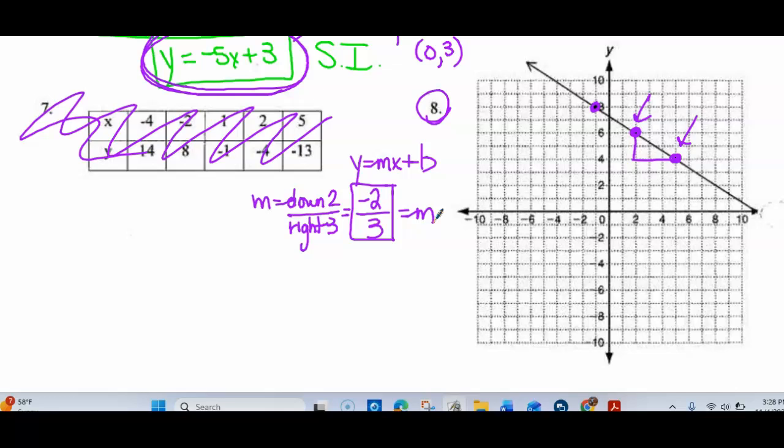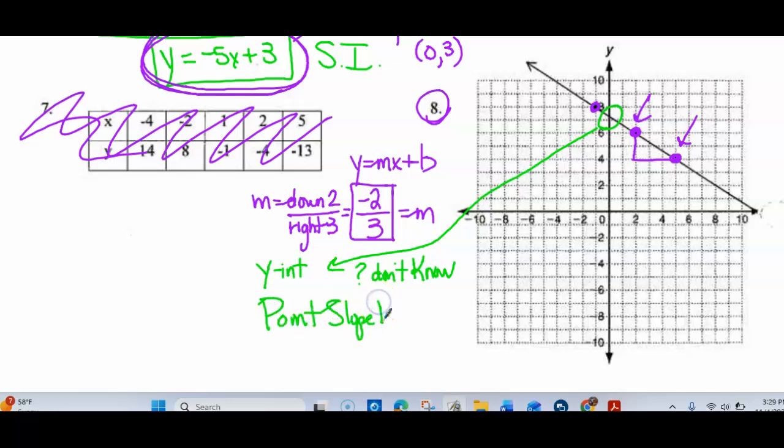The next thing you need to write an equation in slope-intercept form is the y-intercept. Now remember, the y-intercept is the place where the line crosses the y-axis. I'm going to circle it. And if you look, can you see a point on the graph? You can't. So you don't know the y-intercept. Every time you don't know the y-intercept, you have to use point slope form.